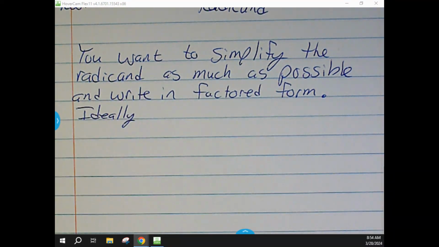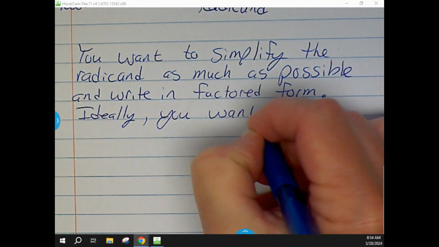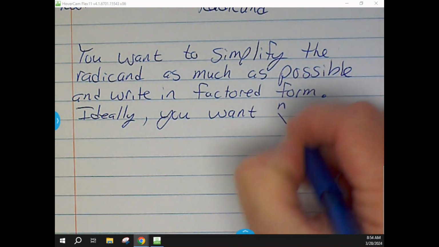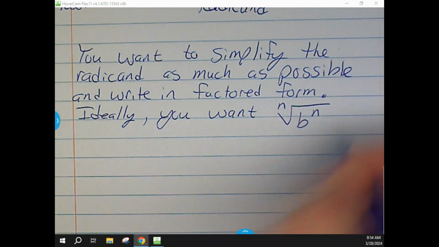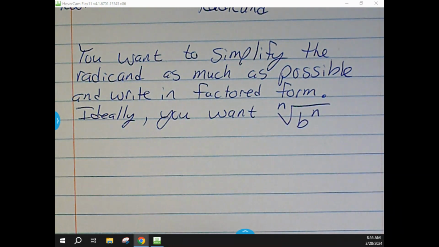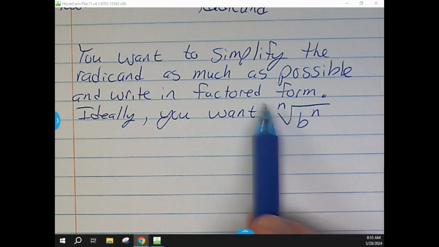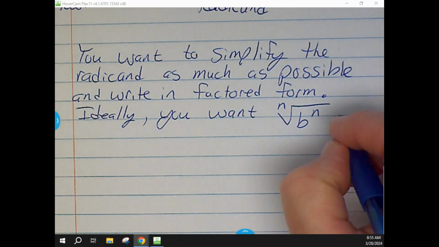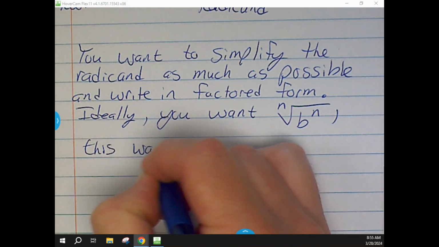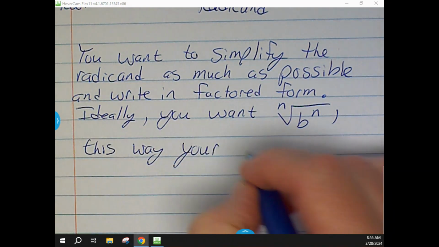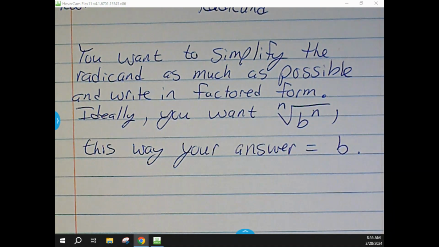Ideally, which sounds kind of funny to say, you want the nth root of whatever number is on the inside of the radicand, let's call it b, to the nth power. So in a perfect world, the root matches the power, and if that's the case, these two things will cancel each other out. And if they cancel out, your answer is just going to equal b.